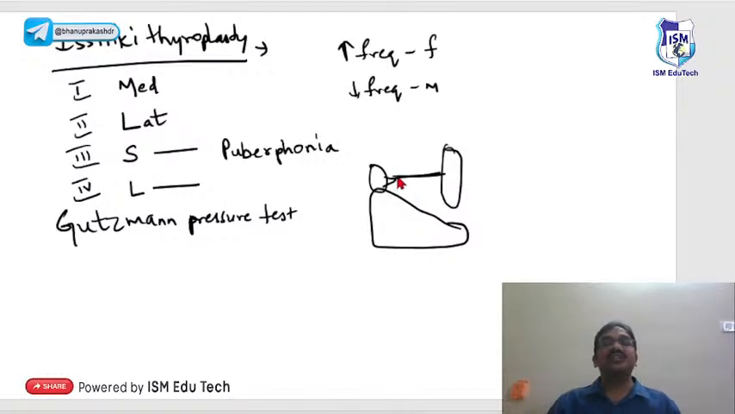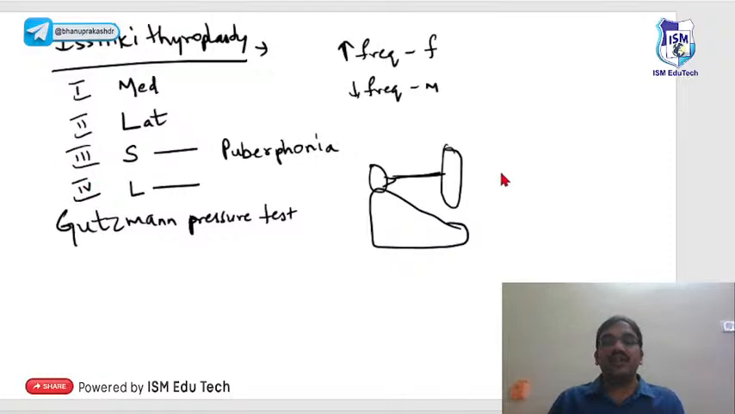So ask the patient to put pressure on the thyroid cartilage backward and ask him to speak. You can see my voice also when I am putting pressure. See, you can make a difference: when I am putting pressure on my thyroid cartilage, even my voice becomes much lower in frequency, more of a male voice will come.